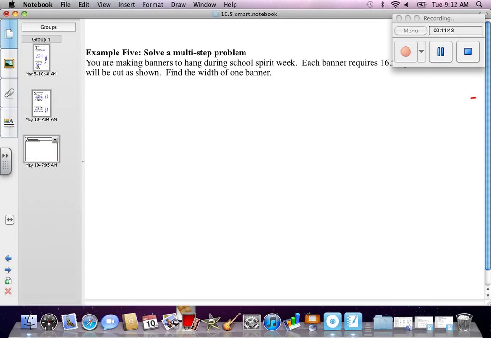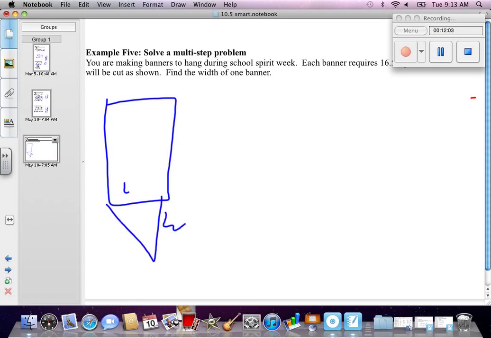Okay. You are making banners to hang during School Spirit Week. Each banner requires 16.5 square feet of felt and will be cut as shown. Find the width of one banner. Alright, so you have a picture on your paper that looks like this. Okay, how do you find the area of that rectangle? Length times width. So we just have 4 times W.